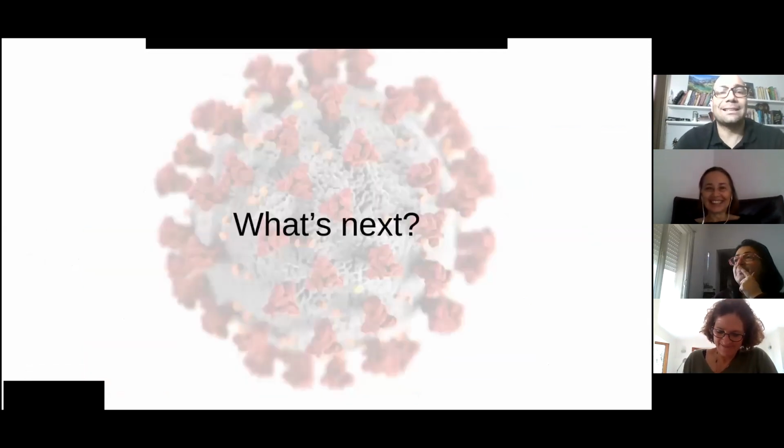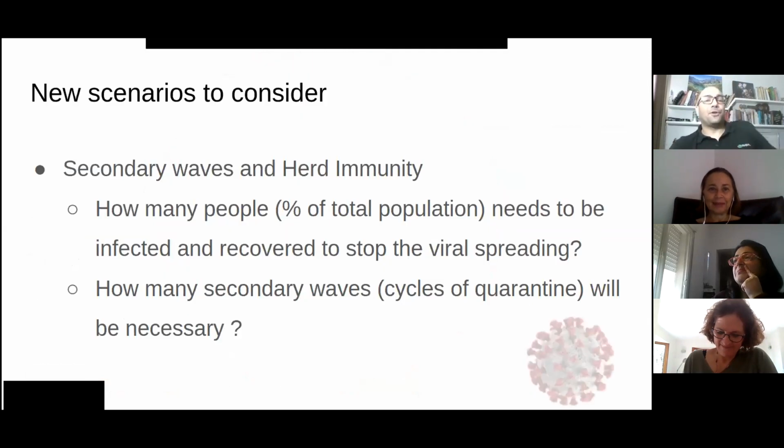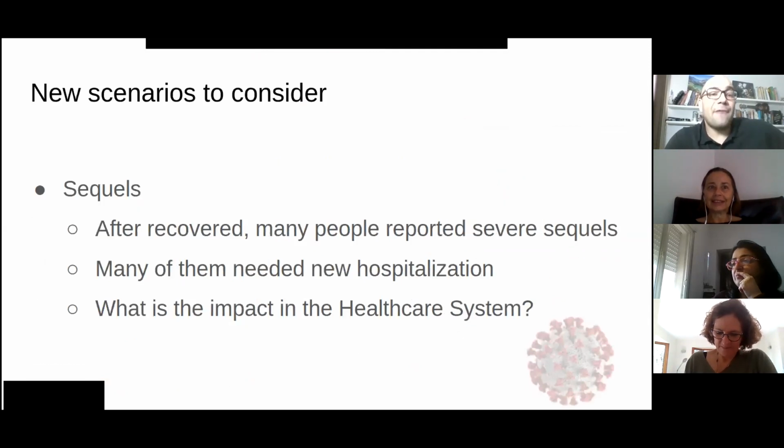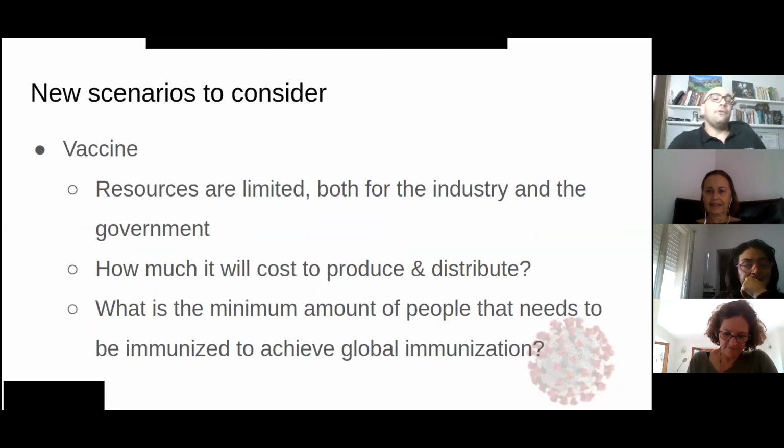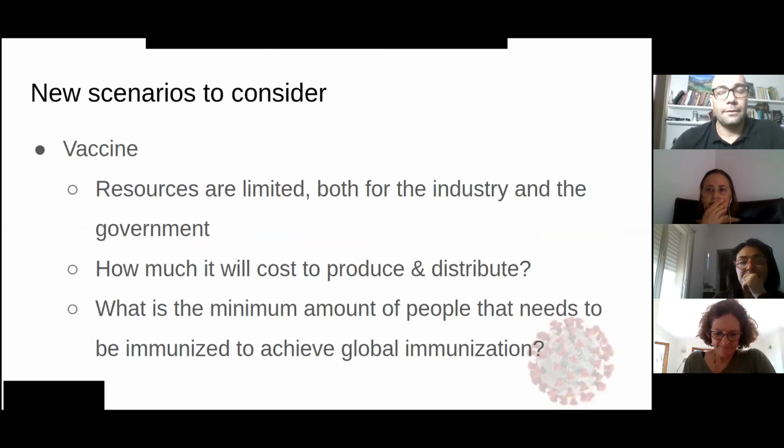All right. What's next? We have to consider the secondary waves and herd immunity. We have to consider the people that have sequels from COVID-19. We have to consider the reinfection, and we have to consider the effects of the vaccine, the economical effects, and how many people need to be vaccinated to achieve global immunization.